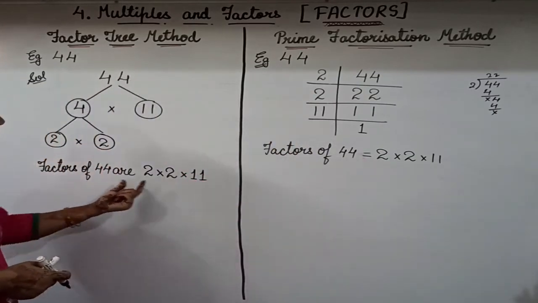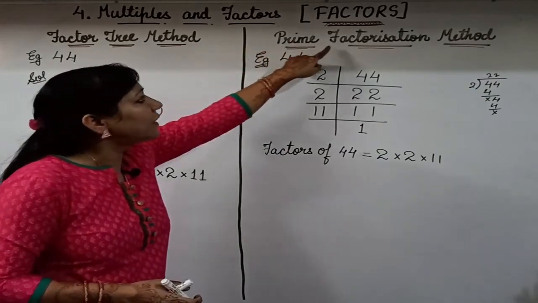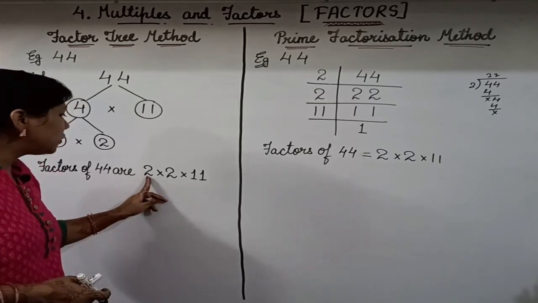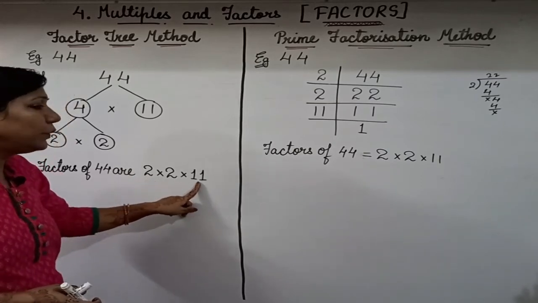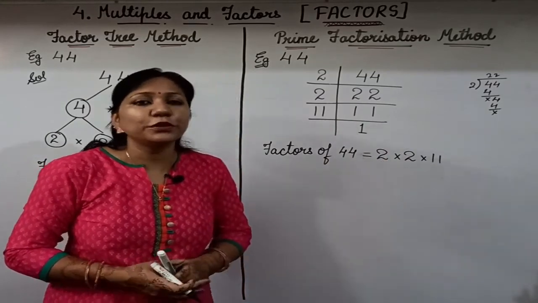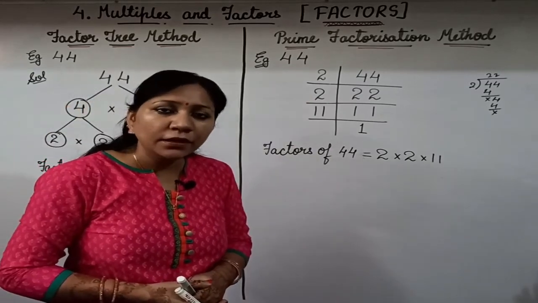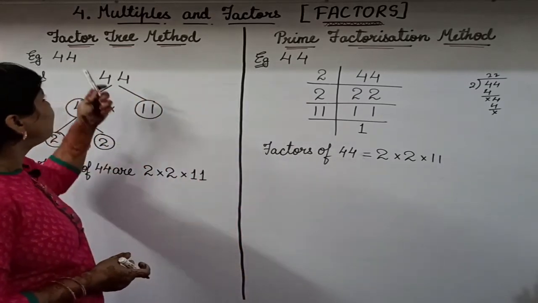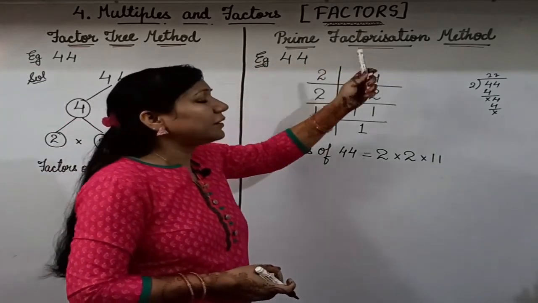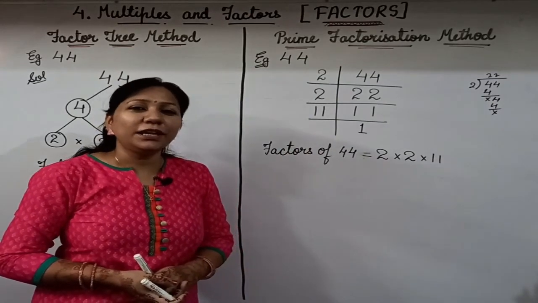As you can see, in both cases, whether you have solved the question by the factor tree method or the prime factorization method, the answer is always the same. Here you are getting the factors as 2 into 2 into 11, and here also you are getting 2 into 2 into 11. So these are the two methods, students, to find the factors of any number. I hope this topic of finding the factors by the factor tree method and prime factorization method is clear to all of you. Hope you have understood the concept very carefully.